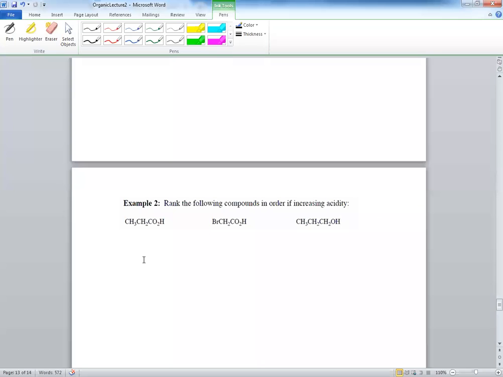So in example 2 of the practice, you would like to follow the same steps. Step 1, right away, do we see any H's or protons attached to different atoms? Well, actually, let's draw this out. So if we were to draw this out, it would look like this.